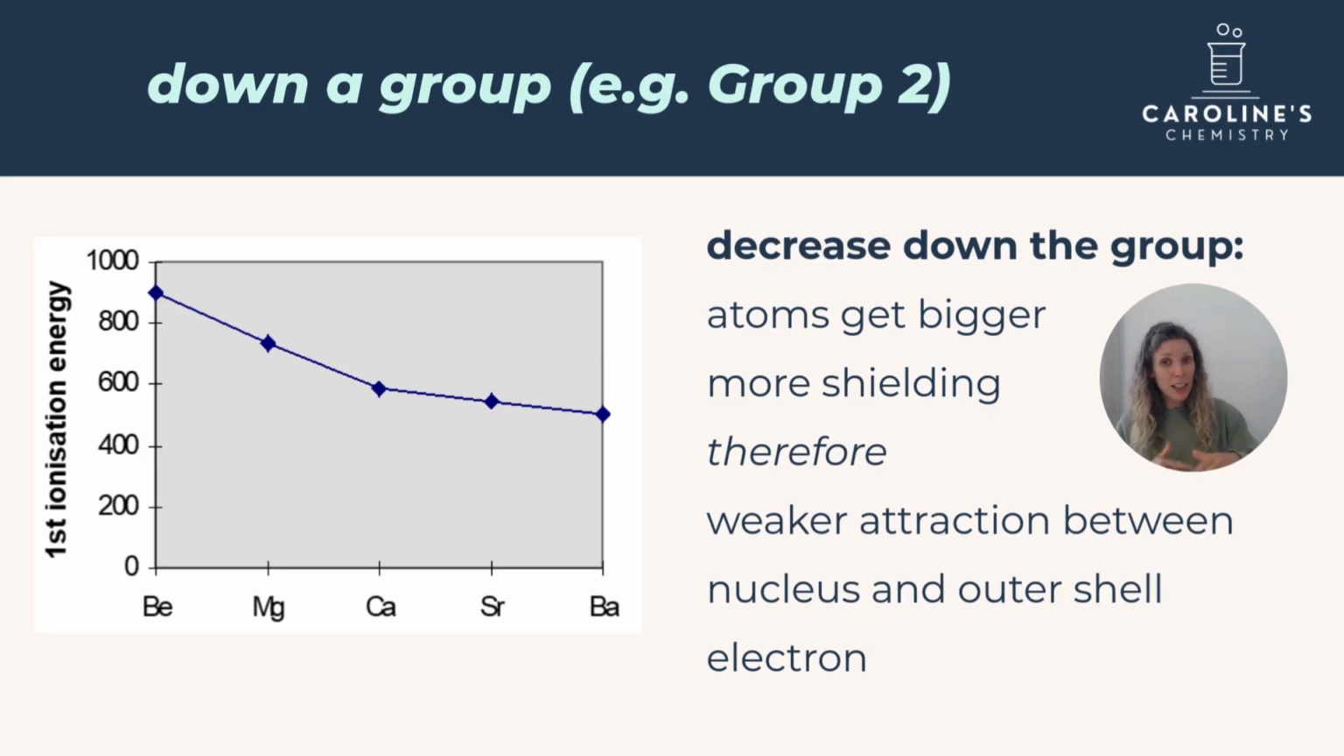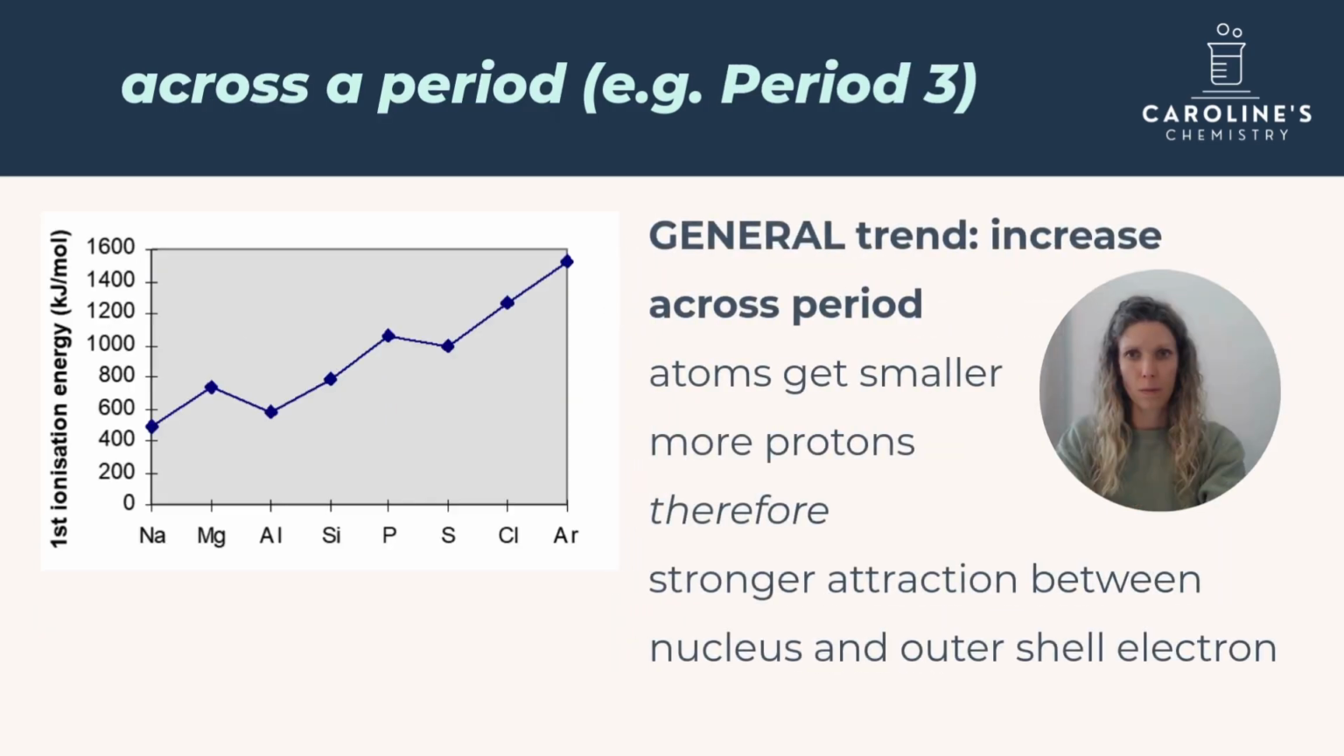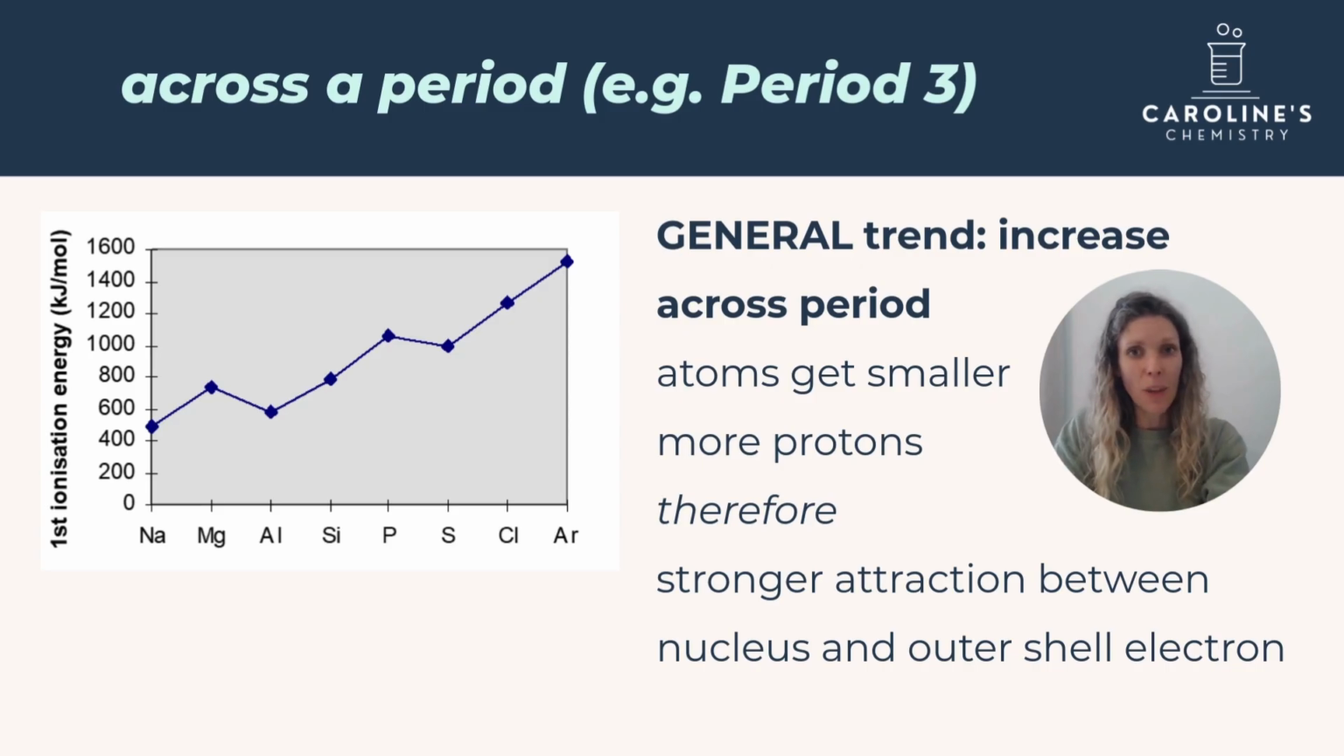Okay, let's look at the next trend now. Now let's consider the trends across a period. Now a period in the periodic table is the rows. The first period is hydrogen and helium, and then second, third. Now I'm using, for example, here period 3, which you can see here starts with sodium and ends in argon. But the same thing is going to apply to any single period on the periodic table. Now we're first of all going to consider the general trend, and then we're going to look at those two exceptions where the line goes a little bit wiggly.